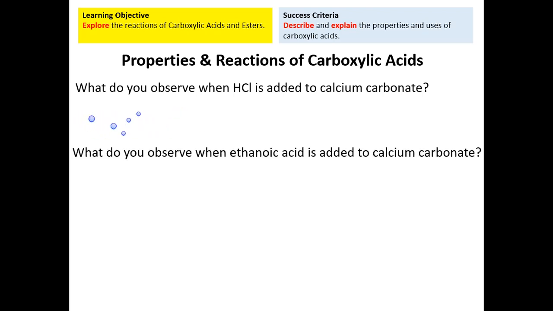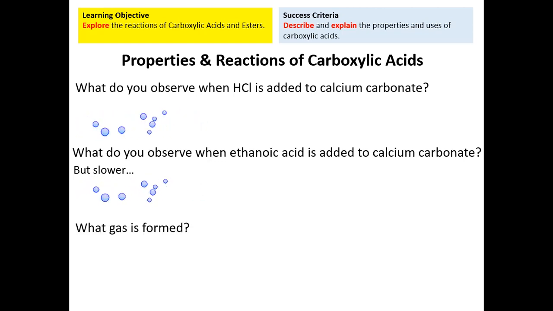Now, when we add something like ethanoic acid, so a carboxylic acid, to calcium carbonate, they behave similarly in that you get a gas as well. However, the reaction is much slower. The acids aren't as strong, so the pH isn't as low. So if you added universal indicator to it, it wouldn't go the bright red that HCl would. It would be sort of a yellowy orangey colour, not as strong an acid.